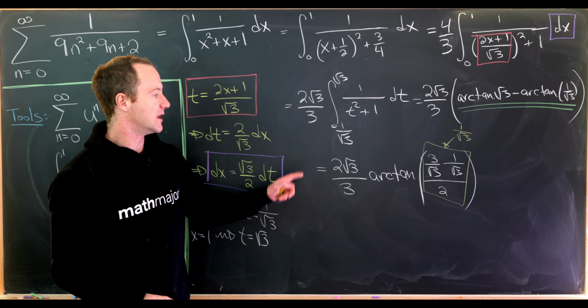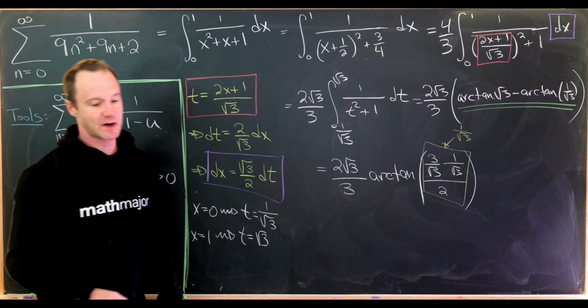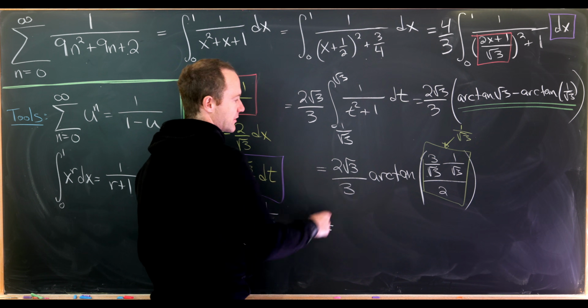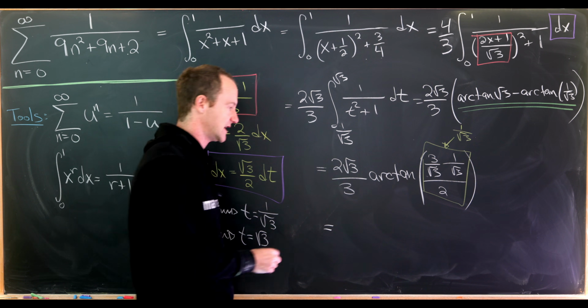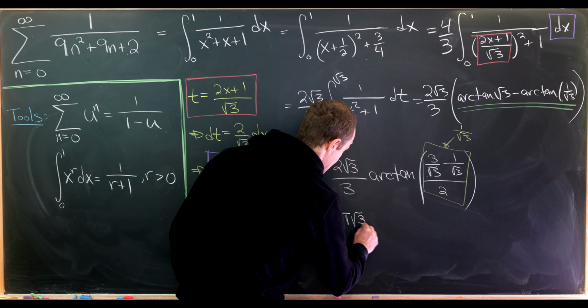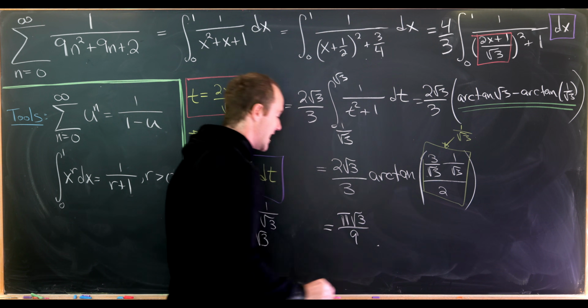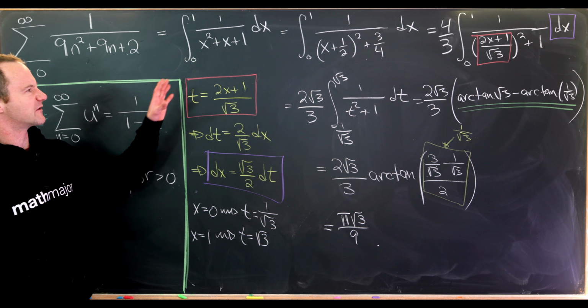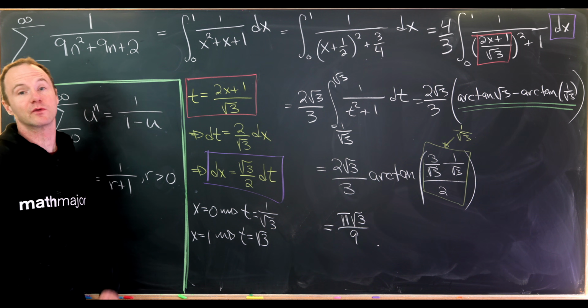But the arctan of 1 over root 3 is pi over 6. So that means we have 2 square root of 3 over 3 times pi over 6, which in the end will give us pi times the square root of 3 over 9 as our final answer. Okay, so now that we've got a feel for how this goes, let's look at another one really quickly.